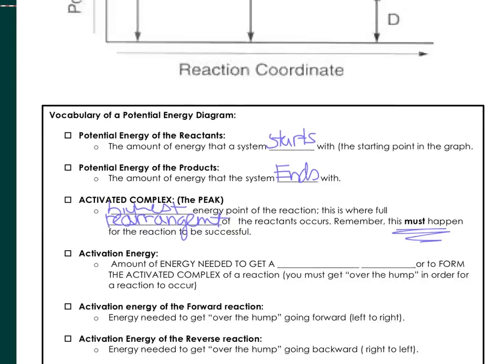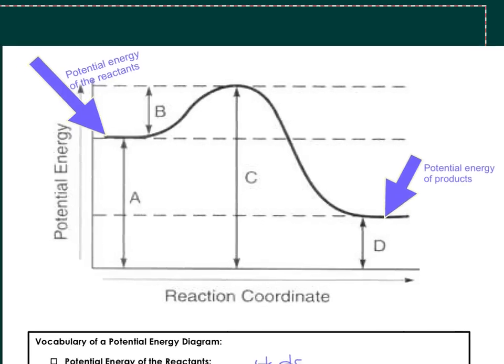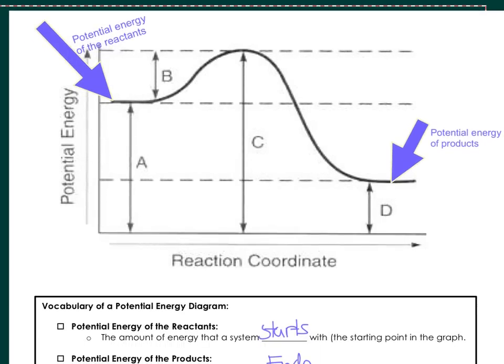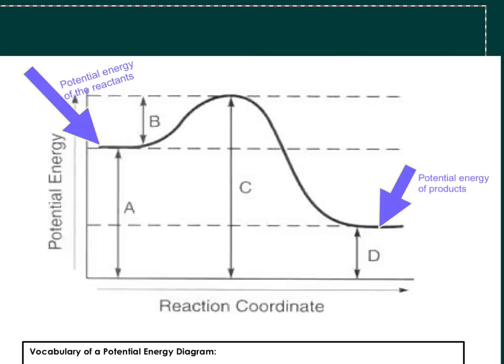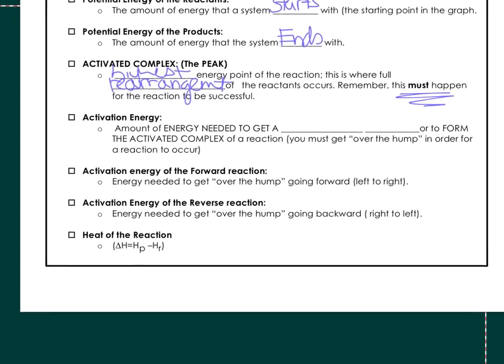Now, because we know it's the peak, we can very easily go right to our peak here, and we can see that this point, from the peak down to the bottom, this whole thing represented by C is going to be our activated complex. Okay, so we're getting to the end. So the activated complex is our highest point, and we must get over that hump in order for our reaction to proceed. So let's get over to the next ones.